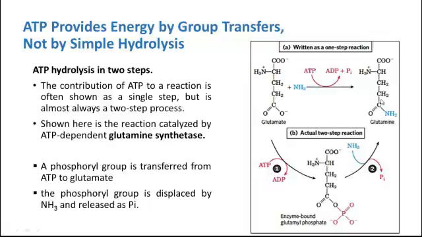In nature, it is a two-step process. In the presence of glutamine synthetase enzyme and ATP, glutamate forms a covalent bond with inorganic phosphate. We can see that the phosphoryl group is not leaving the medium, and in the second step, this phosphoryl group is replaced by the amine group, and it causes the formation of glutamine. So this process has taken place via the group transfer mechanism.